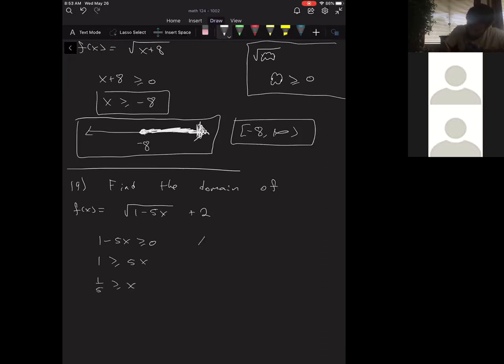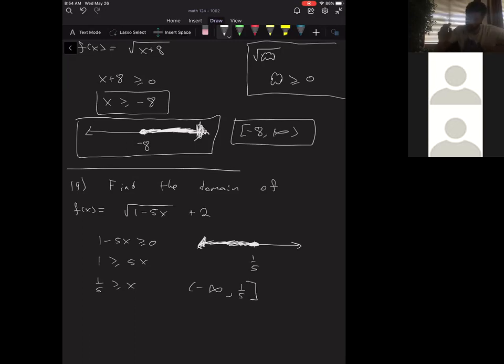So that on a graph, here is 1 over 5. Closed circle because we have that or equal to sign. And this is saying x is less than 1 over 5, or 1 over 5 has to be bigger than x. So if x is less than 1 over 5, we shade over to the left-hand side. And so our domain is going to be minus infinity all the way up to 1 over 5.